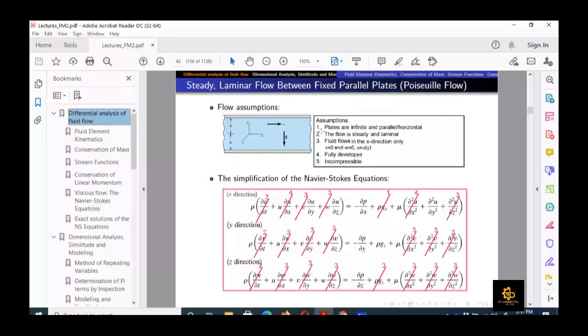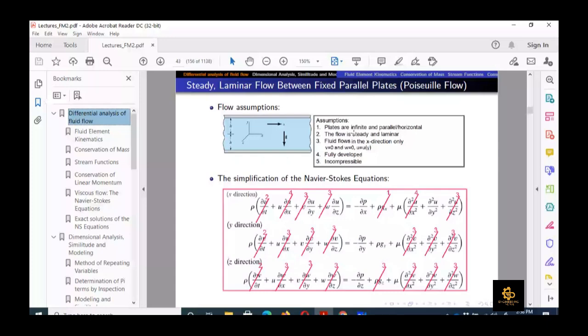So partial u by partial t is equal to 0 because if we look at assumption number 2, the flow is steady, so there is no time dependence. Then partial u by partial x is equal to 0. Why? Because it is fully developed. Then the third term on the left hand side, the v velocity is 0, so we have used the third assumption, and then the w velocity again. And then on the right hand side, because it is an infinite parallel plate, the gravitational component in x is also equal to 0.